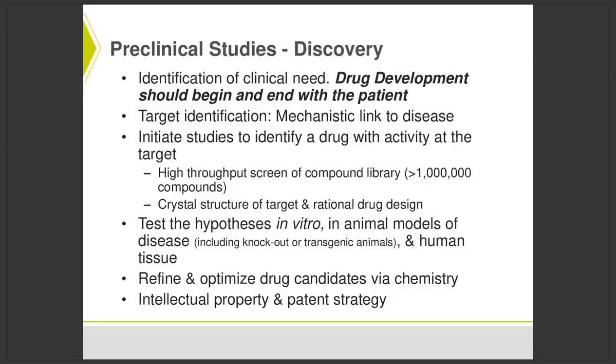So that way you can figure out what the molecule looks like in space and then target the drug appropriately from there. And from there, once you identify some of those targets, you need to test your hypotheses in vitro, then in animal models of disease, and then you can go into some of the human tissue.